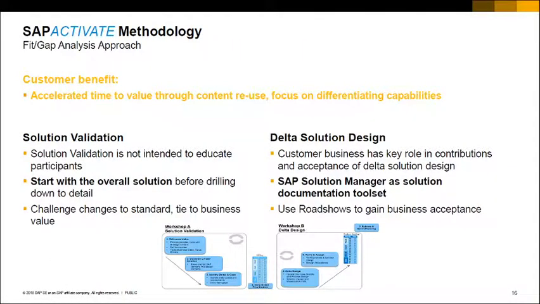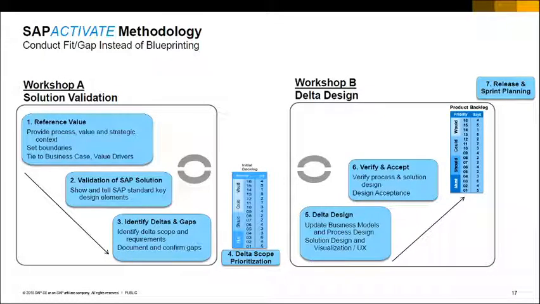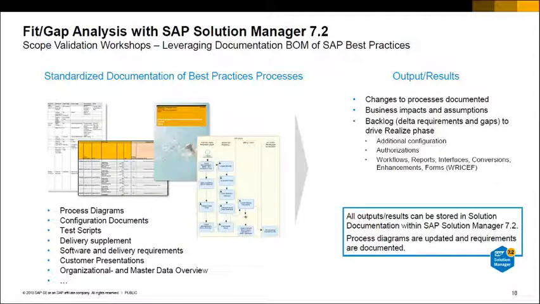Now this is a very important aspect of the workshops: the solution validation and the delta design workshops. Both of them happen. In the first step you go with the best practices, you show and tell the SAP best practices using the sandbox system, or the CAL system which is available from SAP. And in the next step, once the deltas are identified in workshop A, you actually solution the deltas in workshop B.